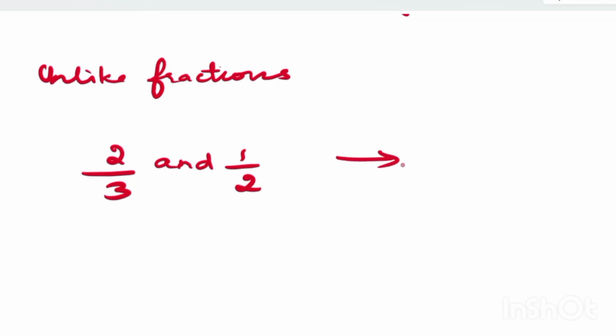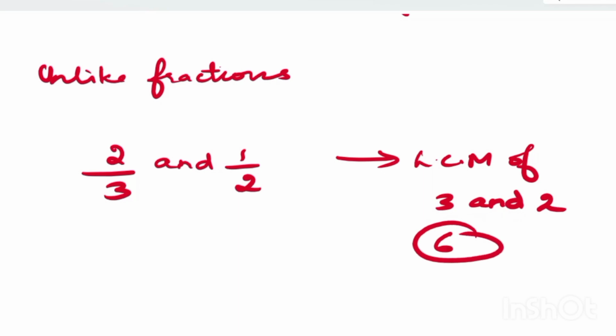So for this, you have to find the LCM of 3 and 2. So what is the LCM of 3 and 2? The LCM of 3 and 2 is 6, right? So now your job is to convert the denominator of both these fractions into 6. So here you have 2 by 3. To convert this 3 into 6, with which number will you multiply? When this 3 is multiplied by 2, it becomes 6, right?